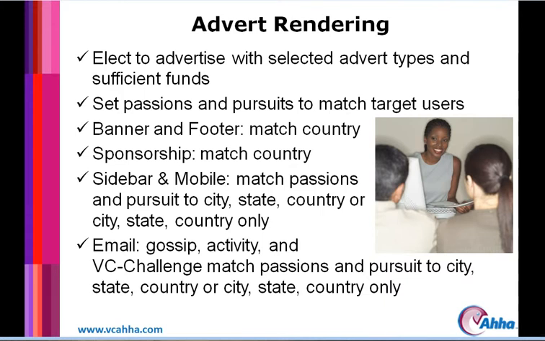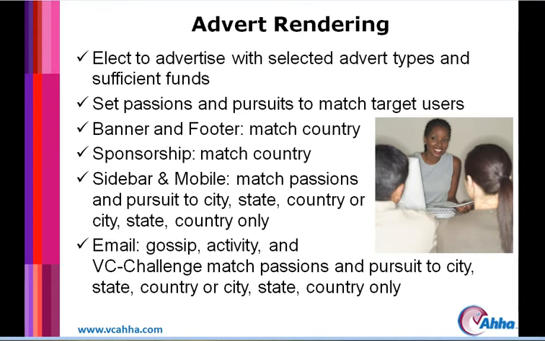Yes, gentleman over here. Okay. Let me repeat the question back for those online. The gist of the question, and correct me here, is what happens if there's 10 sponsor ads or 10 banner ads in a given country?